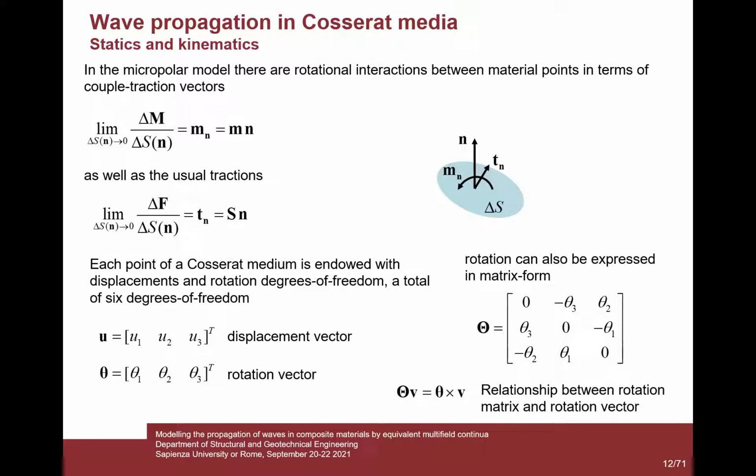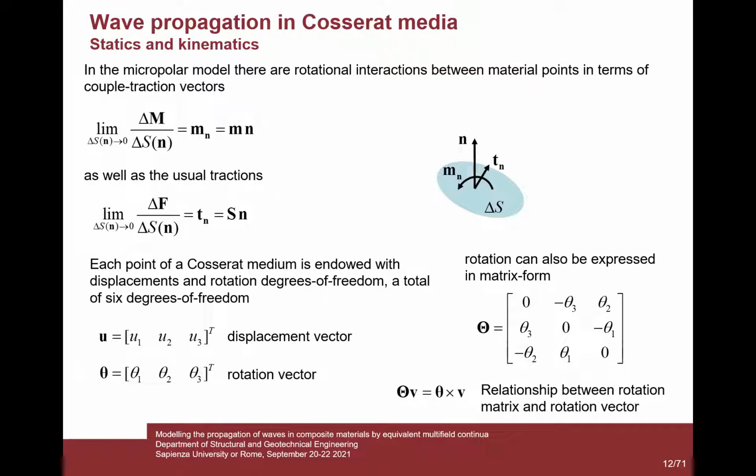Actually, experimentally, this dispersive character of waves is often observed, and the Cauchy continuum is often not able to represent it. One solution can be to use the Cosserat medium. The difference between the Cosserat medium and the Cauchy medium is that, differently from the Cauchy medium, where this limit is null, in this case, two surfaces can exchange with each other also couple stresses, which are couples per unit surface. Therefore, in a Cosserat medium, two surfaces exchange with each other both stresses and couple stresses.